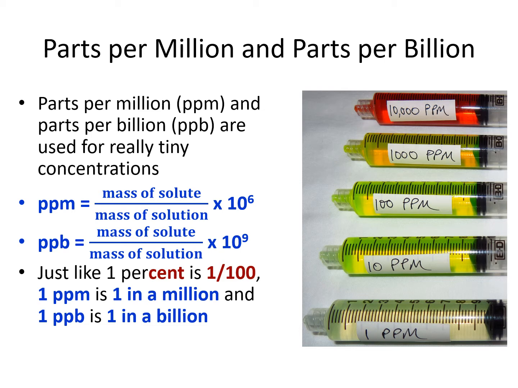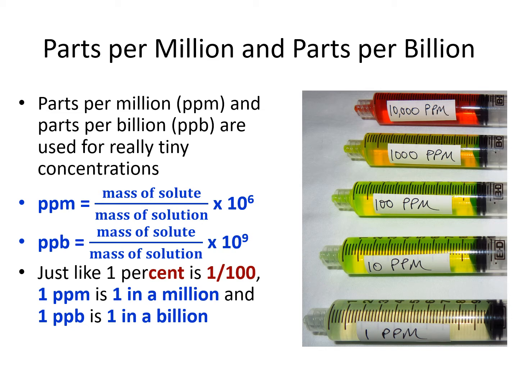These equations are very similar to our mass percent equation. Our mass percent equation would be mass of the solute over mass of solution times 10 to the 2. In other words, 100. With parts per million, we're multiplying by 1 million. With parts per billion, we're multiplying by 1 billion.